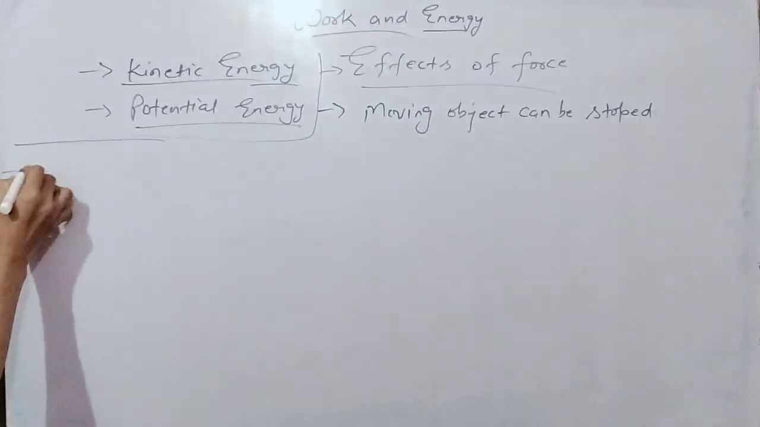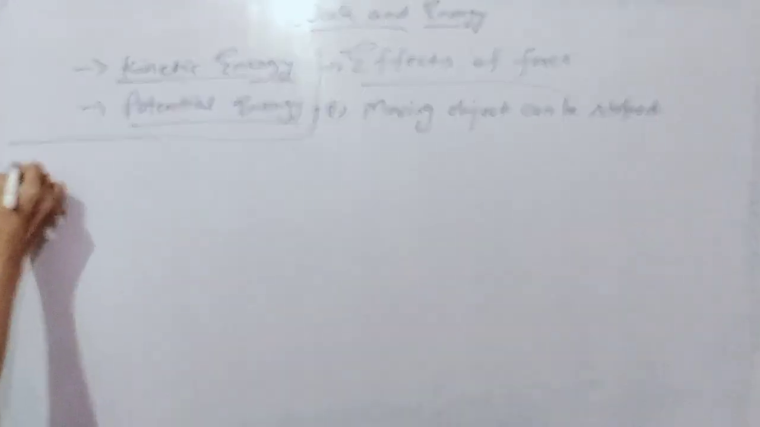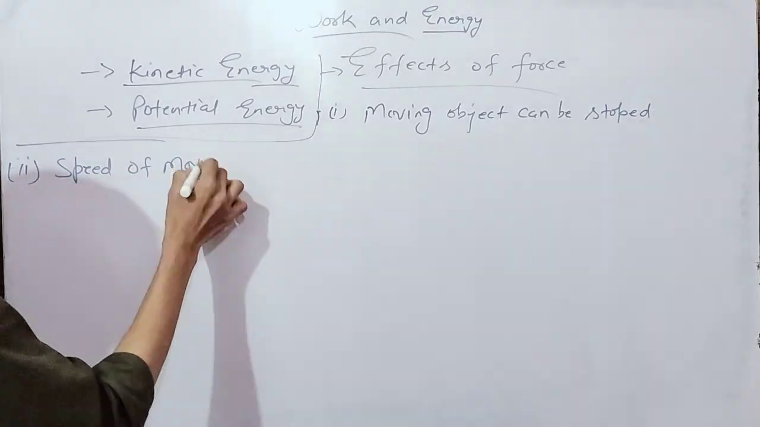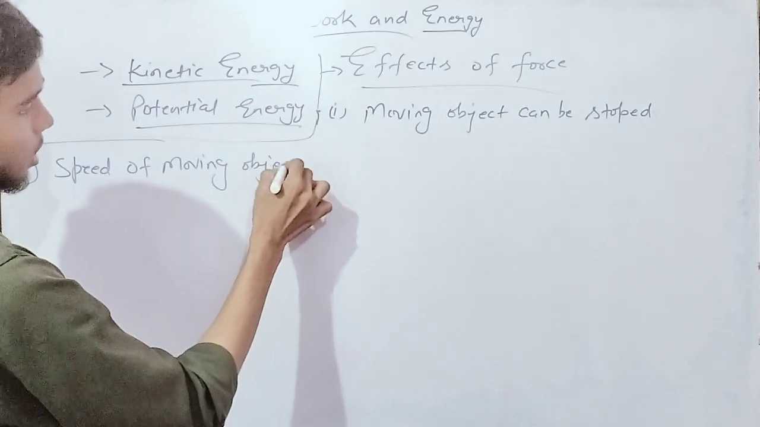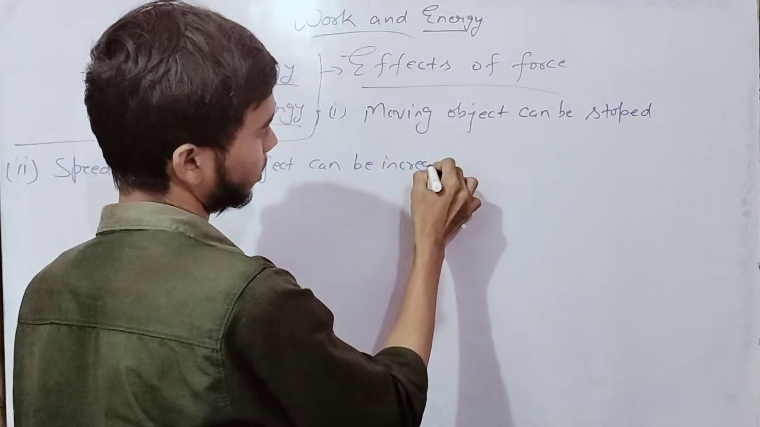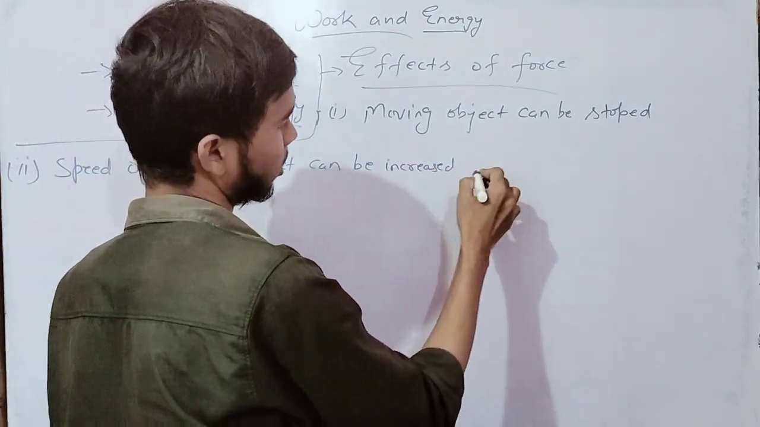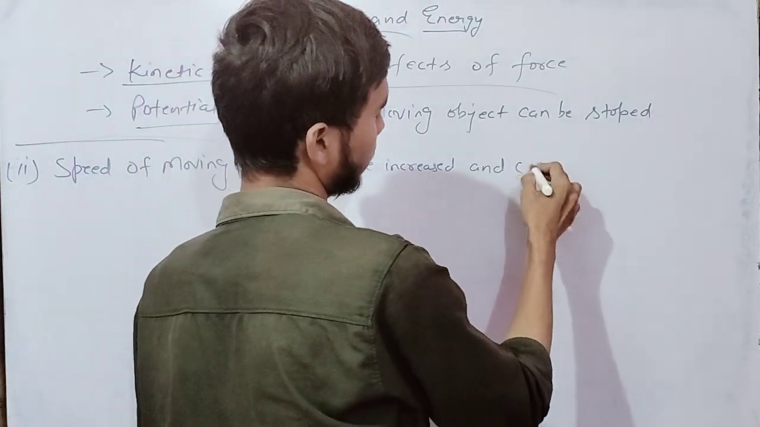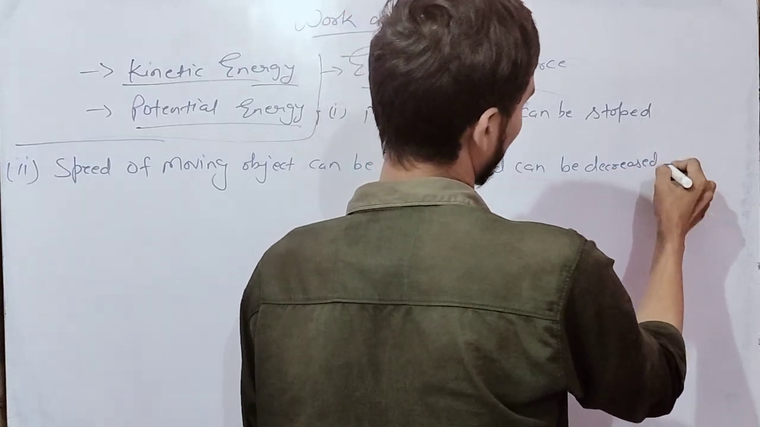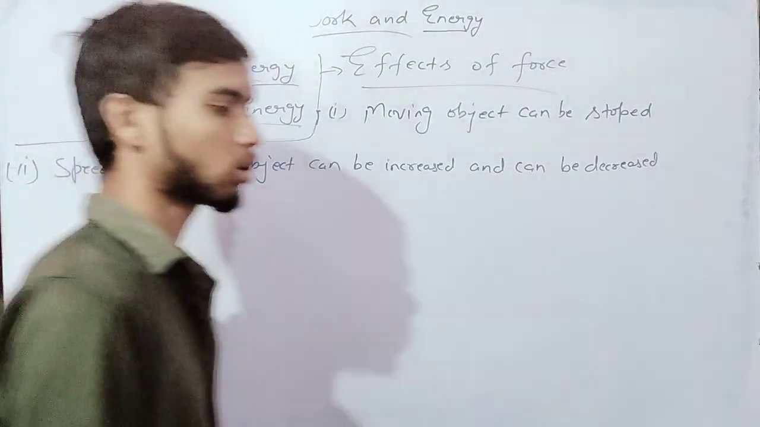So you can easily say, this was one, and this is the second: the speed of a moving object can be increased and can be decreased. Yes, it will happen. This is the second effect of force.